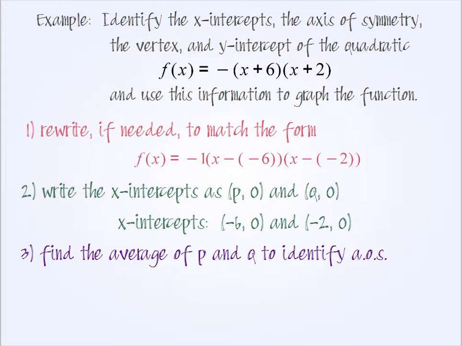Now I can find their average to identify my axis of symmetry. So to find the average of -6 and -2, I add them together. That gives me -8. Divide by 2, I get -4. So my axis of symmetry is at x equals -4.